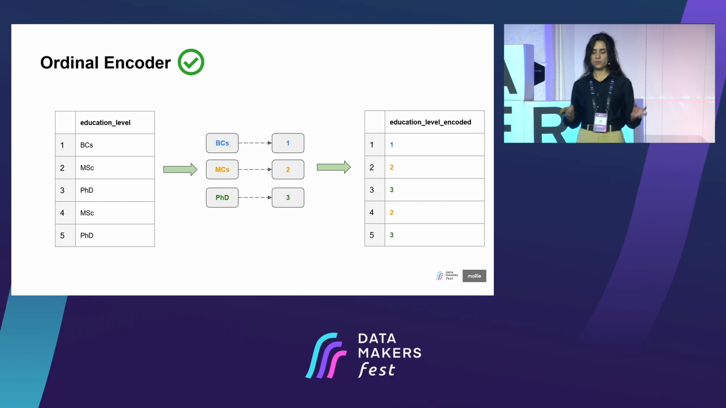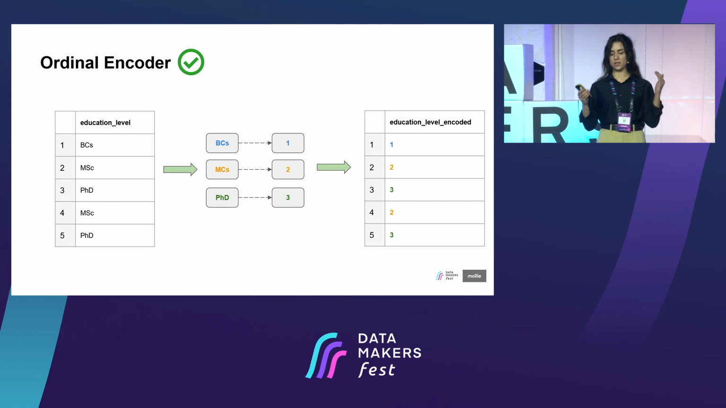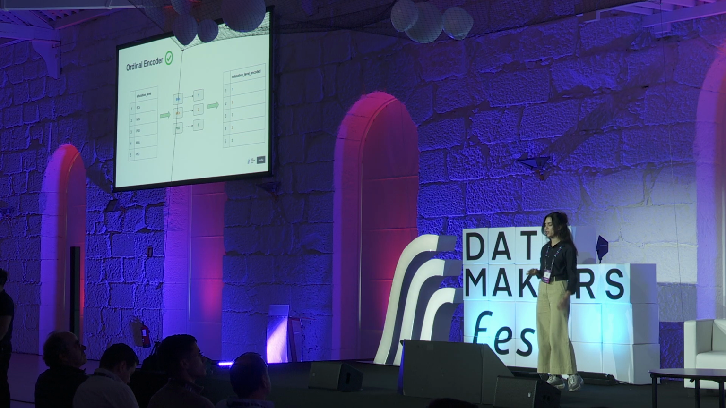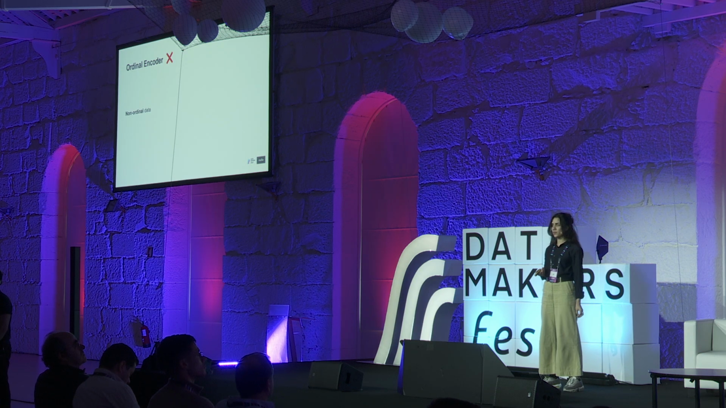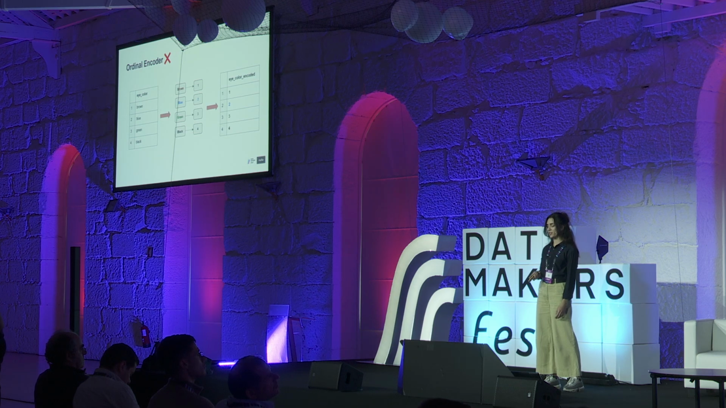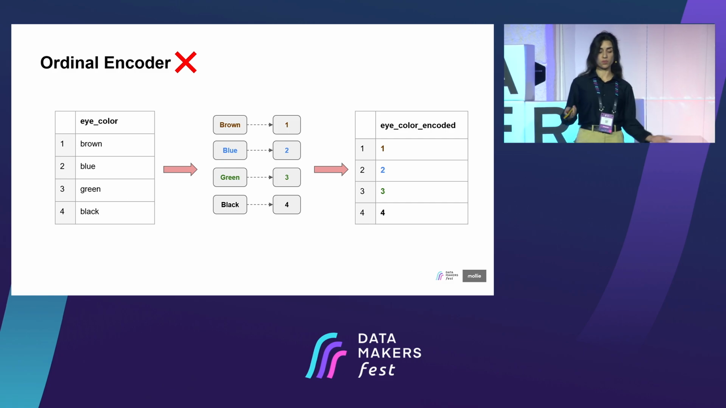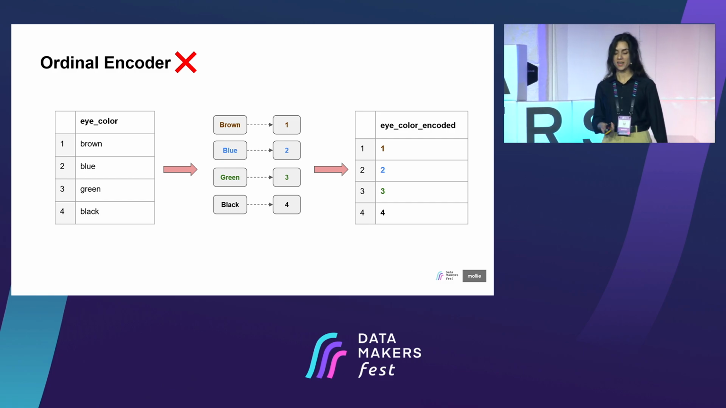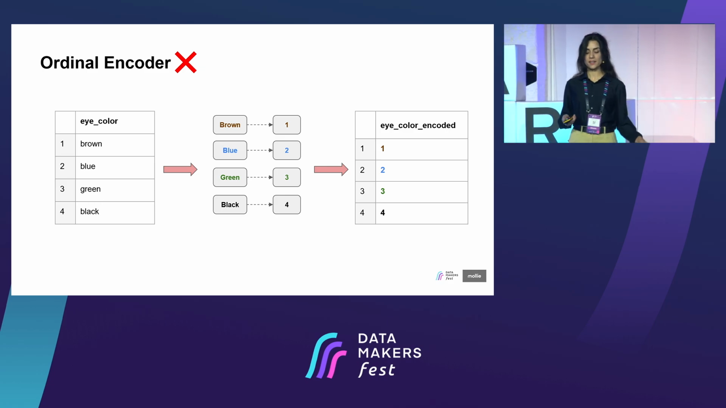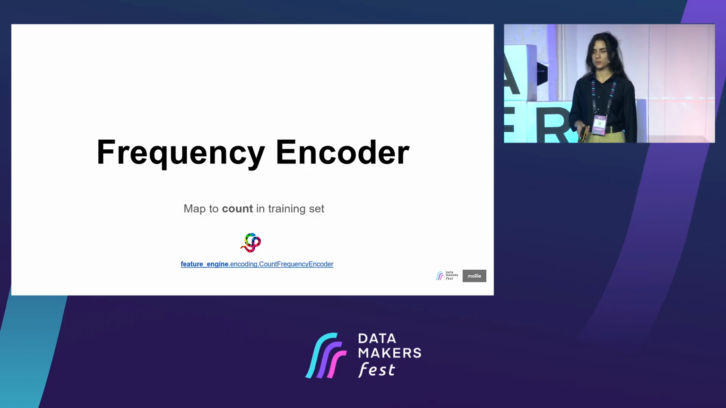Right? So it makes sense that when we order it, we see that master's comes after bachelor's and then comes PhD. But don't use it when the data is not ordinal, because then you introduce ordinality which is not present. For example, with eye colors, we can do it, sure, but then it sounds like blue is twice as brown, which doesn't really make sense contextually. So not a good idea to use it. Later we'll see what is good to use for this one.